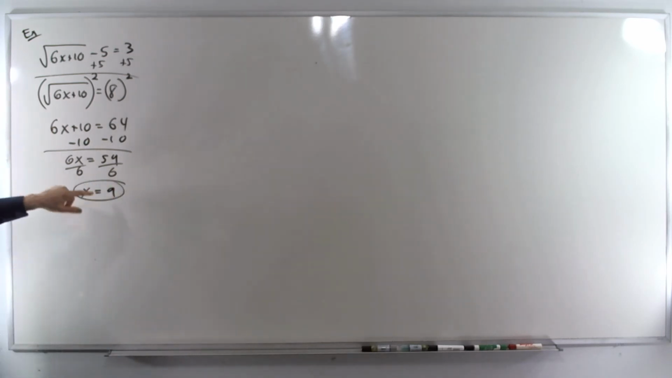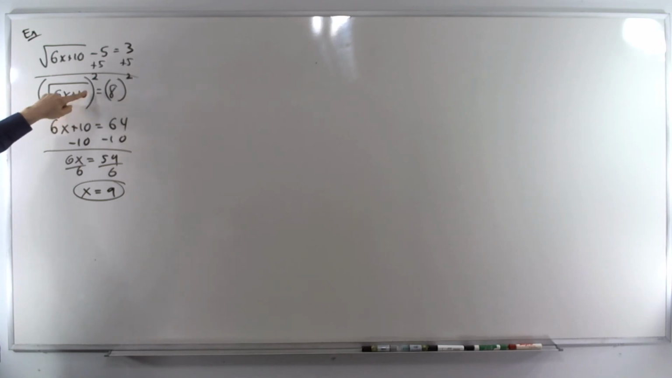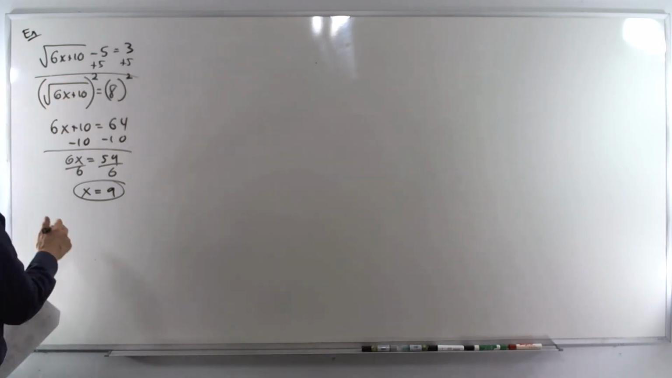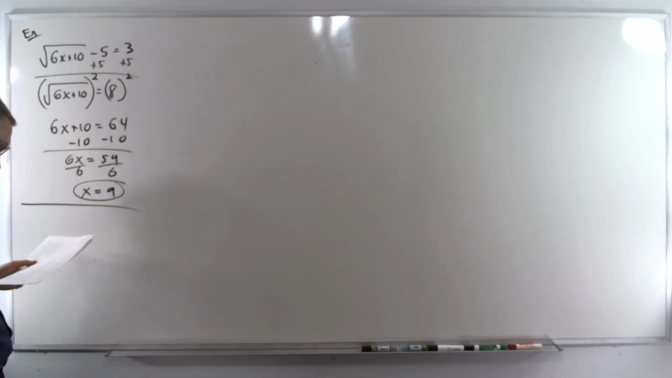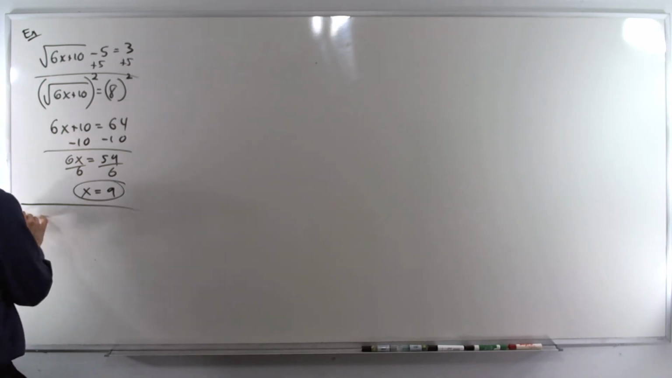All right, let's see what we got here. 9 times 6 is 54, plus 10 is 64. The square root of 64 is 8, so that works. Your turn, number 3.